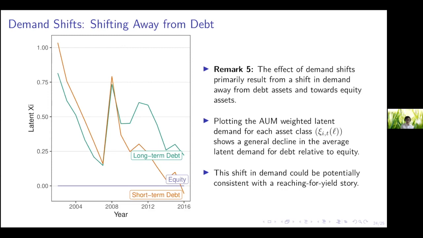Because everyone is shifting away from debt, an asset class in which the US holds a large financial liability, so a negative portfolio imbalance, and towards equity, where the US is holding a positive imbalance, these things average out. And so it looks like, as a whole, people are shifting away from investing in the US. Now, this shift in demand could potentially be consistent with a number of stories out there, including a reaching for yield story.